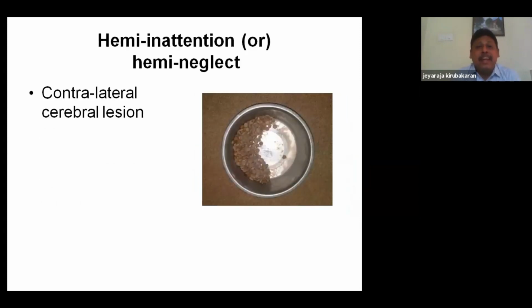Then coming to hemi-inattention and hemi-neglect syndrome, it is something you see in case of a cerebral lesion. If one side of the cerebrum is involved, you will have the hemi-neglect on the contralateral side. This is a classical example. If you give food in a bowl like this, it eats only one half. The other half will remain untouched because it doesn't recognize the other side, as if no world exists on the other side. It's usually seen in cerebral lesions, especially a space-occupying lesion like meningiomas. Okay, this is called hemi-inattention syndrome or hemi-neglect syndrome.